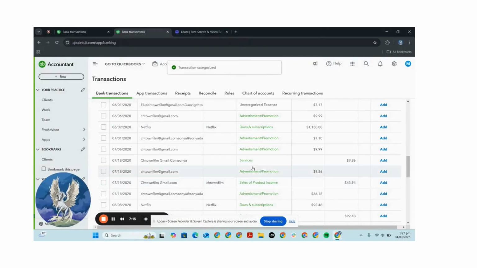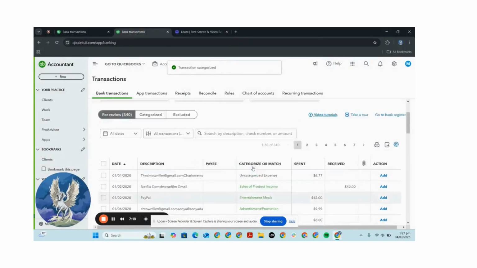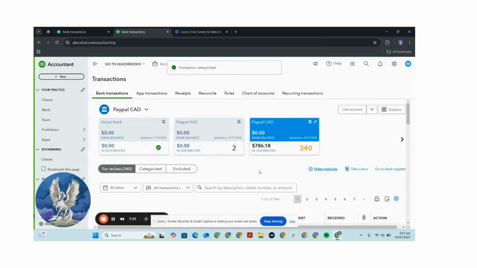So it's categorized now. This is how I categorize the transactions in a bank, credit card, PayPal, Stripe, whatever account I have.